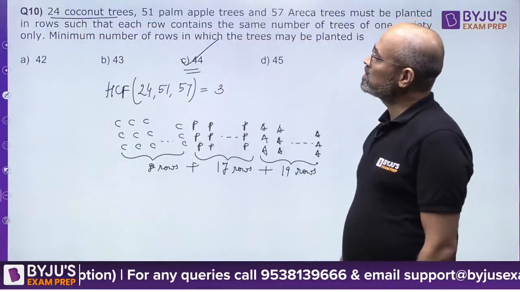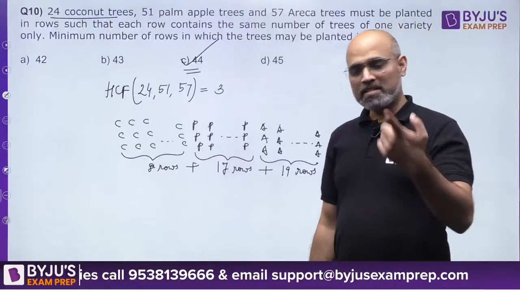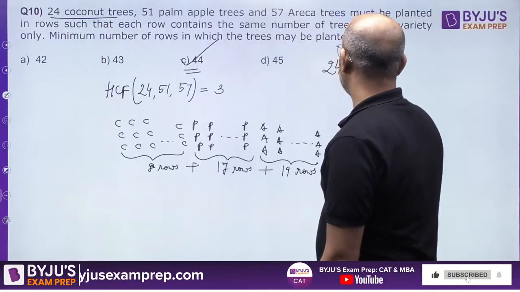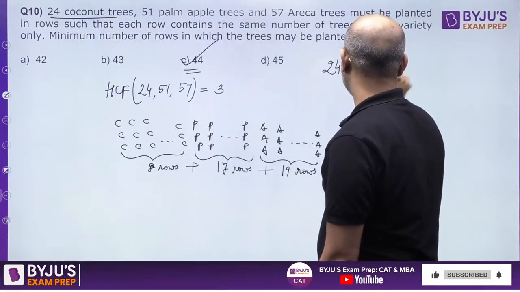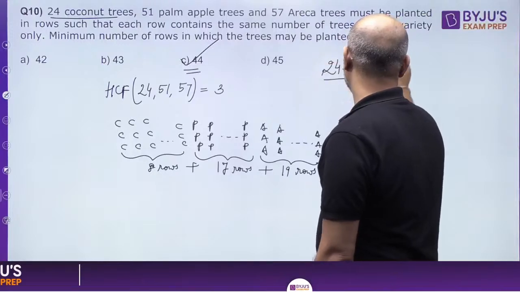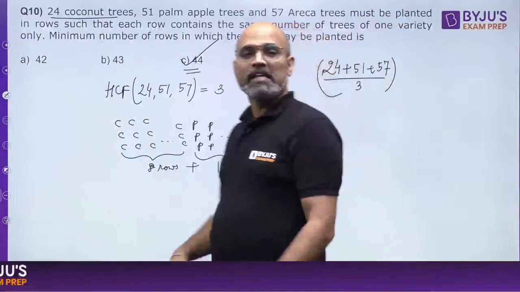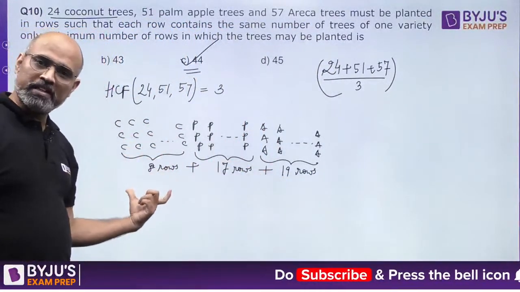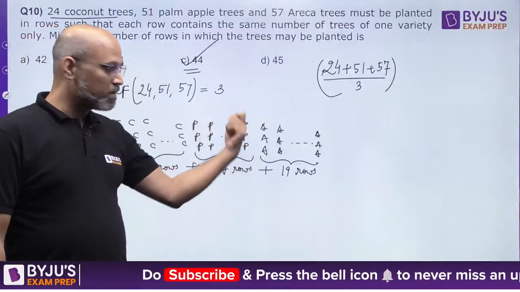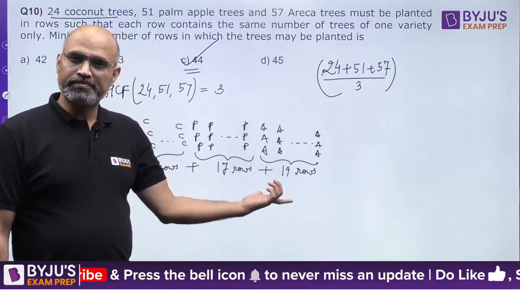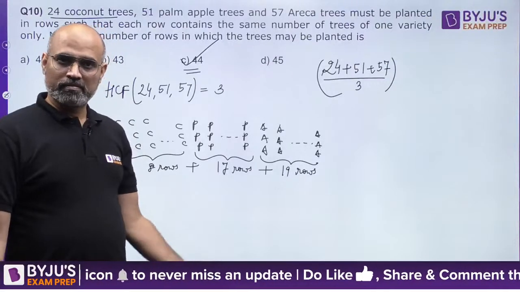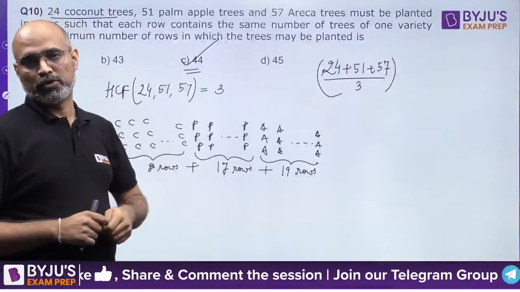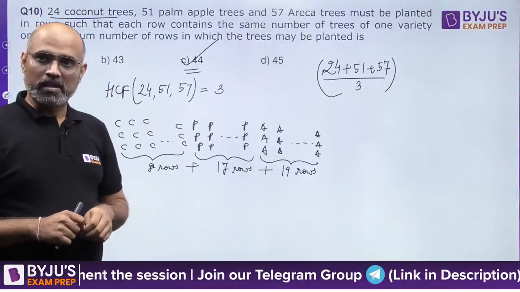Can we distribute on the basis of total number of plants? As in Stalin, are you trying to say that can we do this 24 plus 51 plus 57 divided by 3? If this is what you were asking, yes, that's exactly what we did here. 24 divided by 3 plus 51 divided by 3 plus 57 divided by 3. But if you're saying something else, like first add and then do something, no, it won't work. Clear?